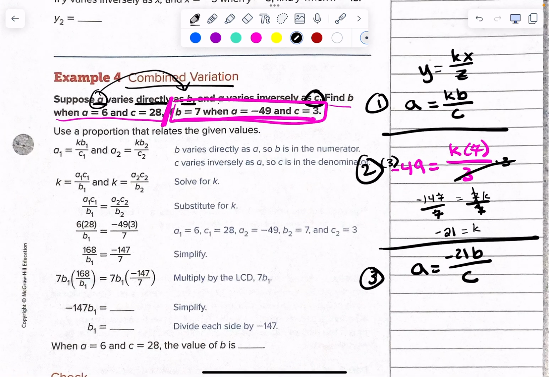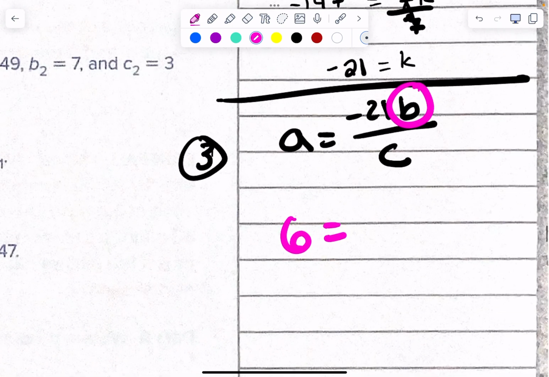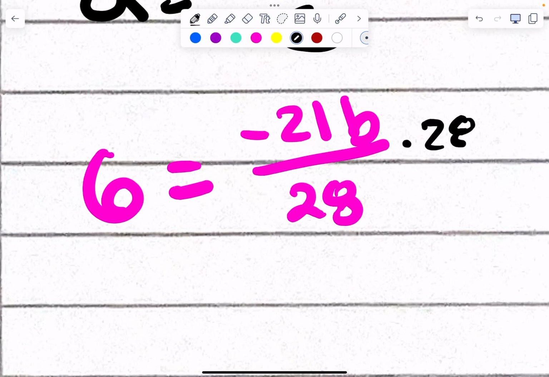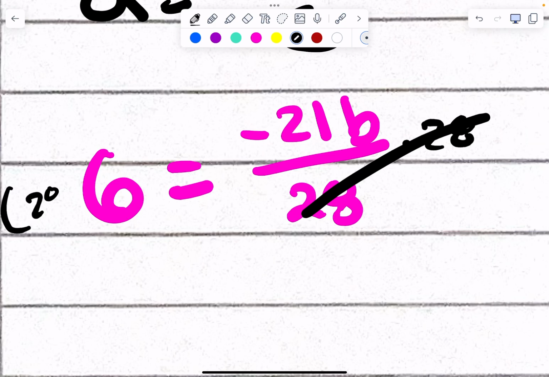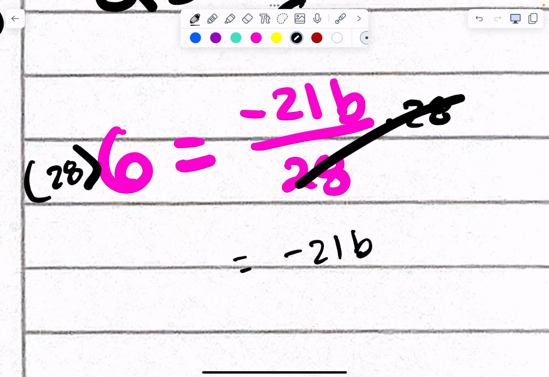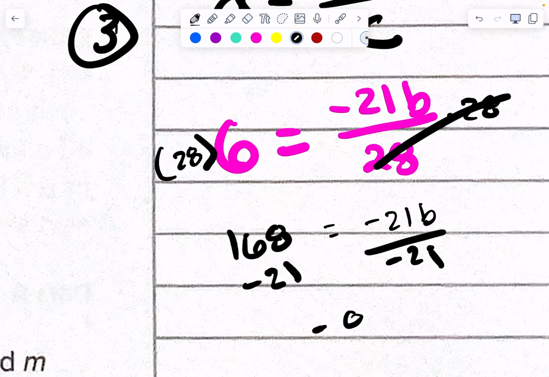All right, it says find B when A is 6 and C is 28. Negative 21B over 28. Okay, how do we solve for B now? Times 28. It's kind of like the same steps as we did to solve for K, right? 28 times 6 is 168, and then divide by negative 21. You can do that in your head. Negative 8 is B.